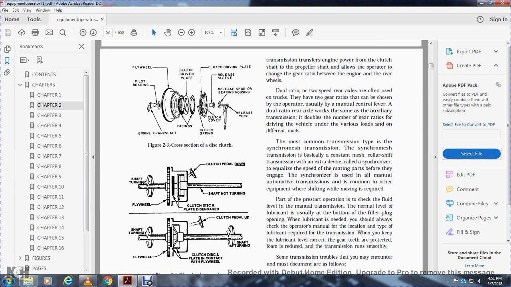The dual ratio two-speed rear axle is used in trucks with a two-gear ratio, and the operator usually uses a manual control lever. The dual ratio rear axle works with the auxiliary transmission, doubling the number of gear ratios available to drive the vehicle under various loads on different roads.